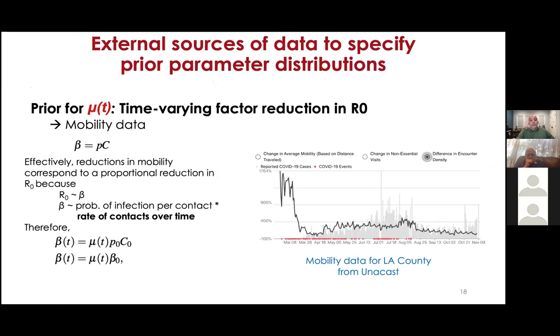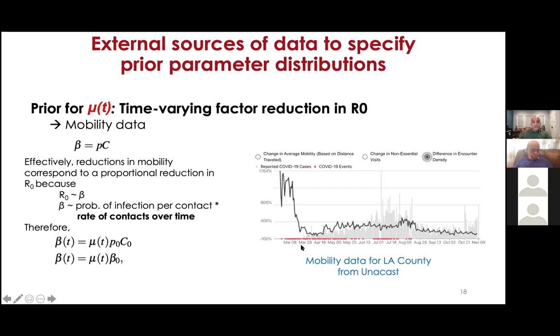So how can we inform this estimate of R naught, and really it's the estimate of the beta, from other information? What we do use is this mobility data from Unicast. On the right here, you can see the encounter density that they keep track of. Before the pandemic, this is where the amount of mobility was in the population, and then that reduced greatly around the time of the initial shutdown, and then how that looks over time in terms of changing that.